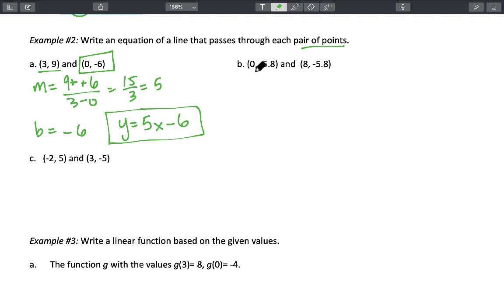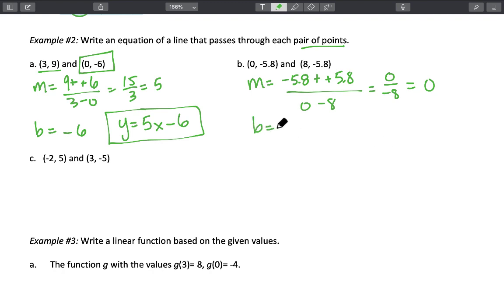All right, in our next one here, we're going to need to do the same thing. What passes through this point, 0, -5.8, and 8, -5.8. So we'll calculate our slope as y1, -5.8, minus a -5.8. Divide that by 0 minus 8. So -5.8 minus a negative is plus a positive. Now I have a positive and a -5.8. That will add to 0, and I'll have 0 over -8. Well, 0 divided by any number is just 0. So I have a slope of 0.